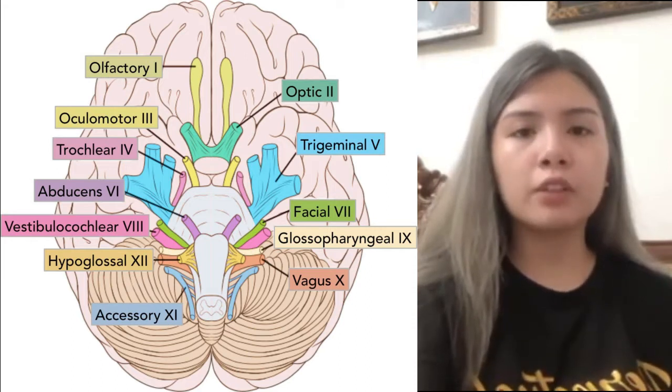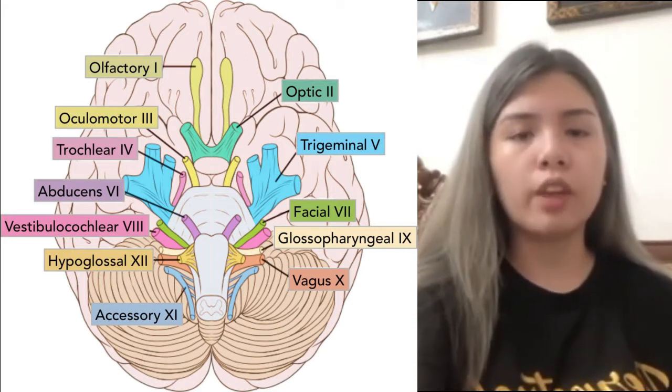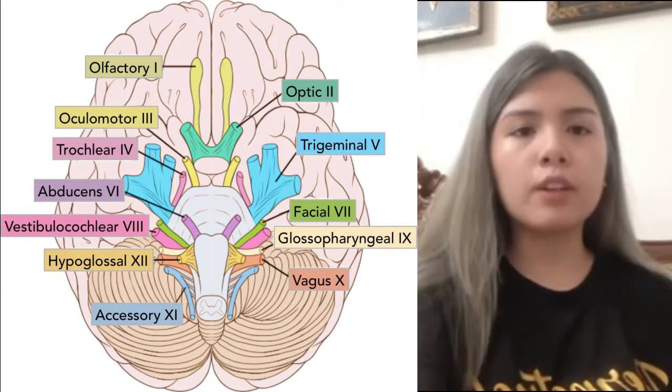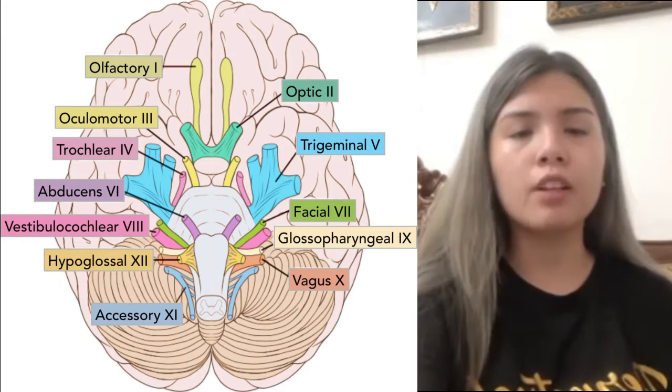Then we have the cranial nerve number 10, which is the vagus nerve. It is located at the medulla oblongata, posterior to the olive, and it exits through the jugular foramen. Its function is motor and sensory. It is responsible for your voice, swallowing, and placement of your uvula.